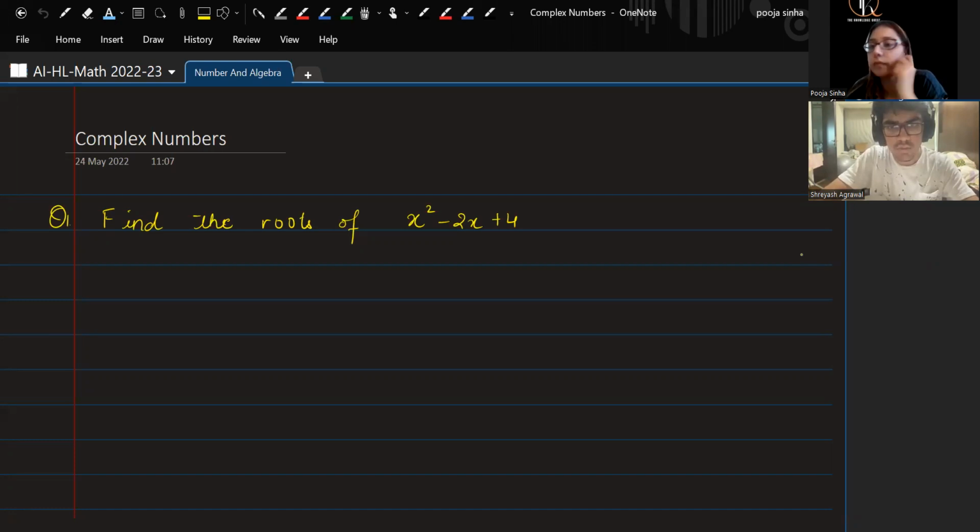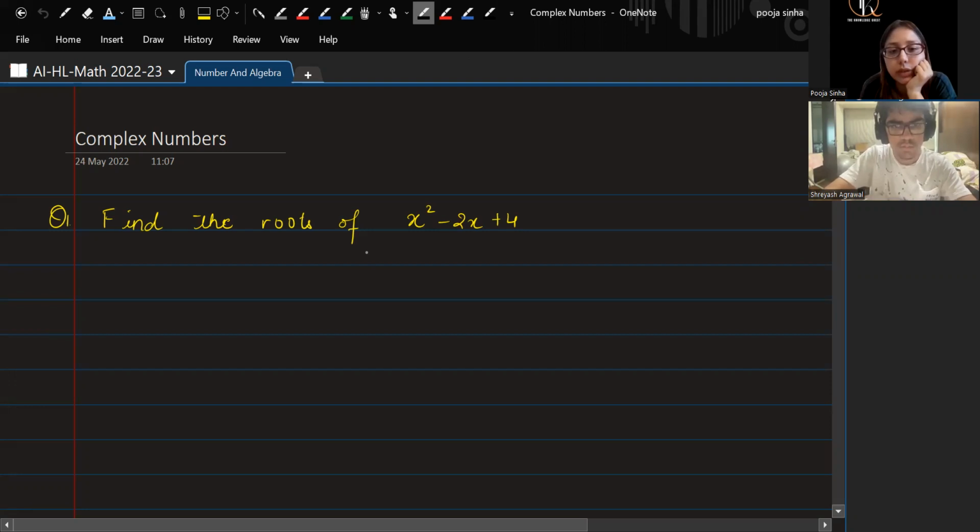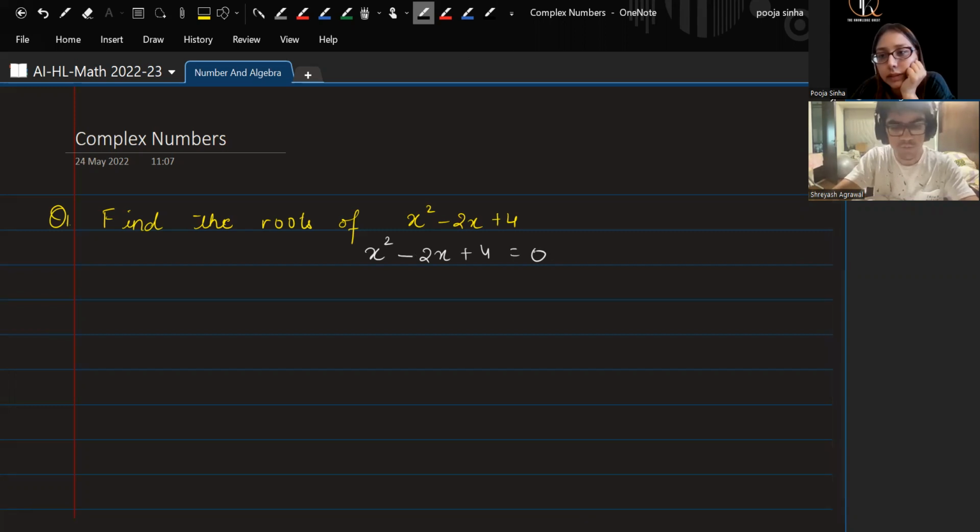I just set this equal to 0, and then I find it, right? What equals 0? The quadratic equation. Quadratic equations equal 0. Okay, so let's do it together. X square minus 2x plus 4 equals 0. After that, what's the next step? Split the middle term. All right. Are you able to split the middle term here?